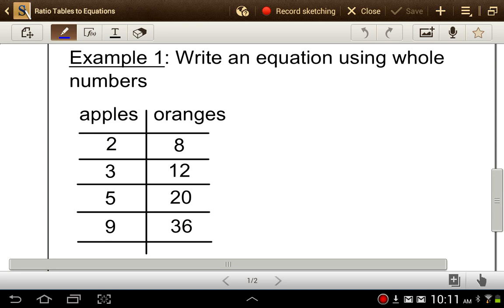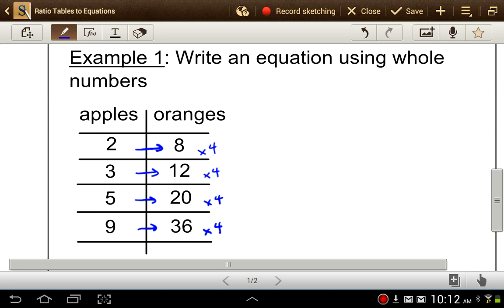We're going to have one number in our equation. What we are going to use is the value of our ratio. So basically we are going to figure out how do I go from 2 to 8. When I go this way, how do I go from 2 to 8? That is going to be times 4. How do I go from 3 to 12? That is going to be times 4. 5 to 20, times 4. 9 to 36, times 4. You always want to verify that it is a ratio table and that all of those are the same.